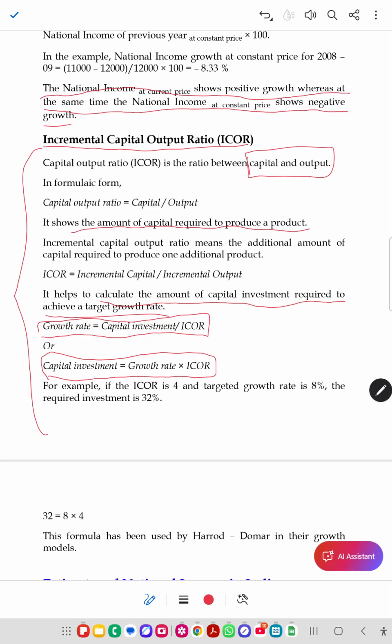I will repeat once again. Capital to output ratio is capital divided by output. Incremental capital output ratio means incremental capital divided by incremental output. So growth rate is equal to incremental capital or capital investment divided by ICOR. And capital investment is growth rate times ICOR. So for example, if ICOR is 4 and targeted growth is 8%, then required investment is 32%. Okay, this formula is used by Harrod-Domar in their growth model.